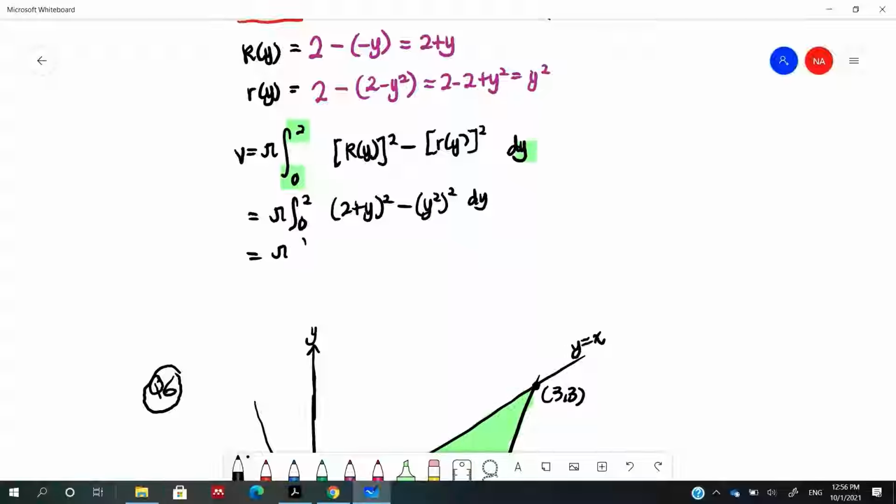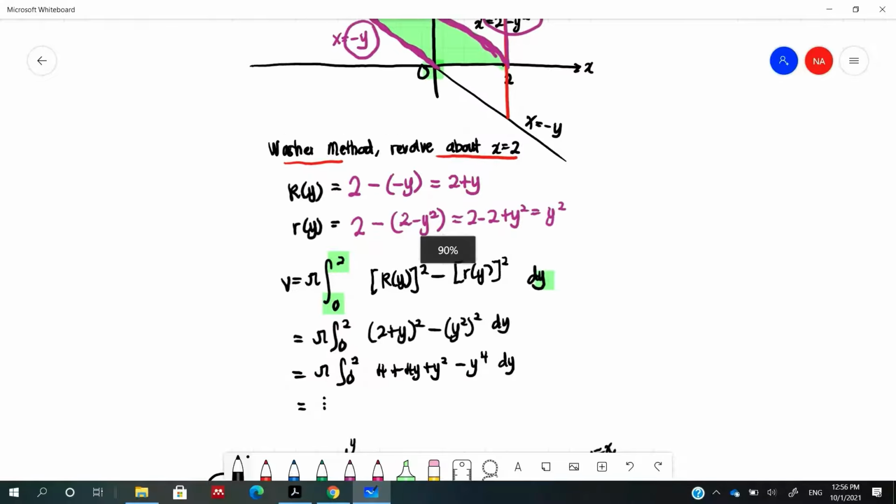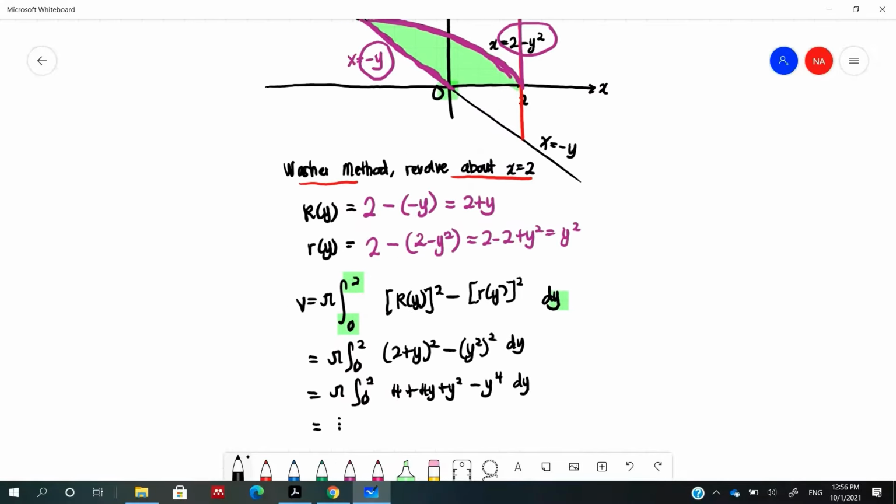So we will have something like pi integrate from 0 until 2 of 4 plus 4y plus y squared minus y to the power of 4 dy. And we perform the integration and we get the value for this volume generated using the washer method.